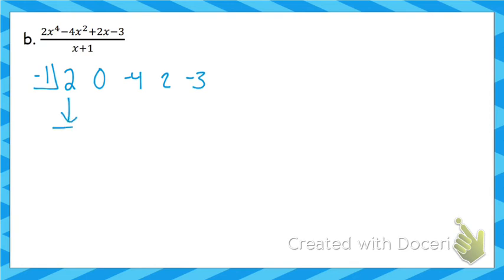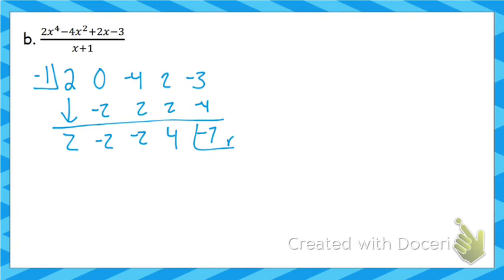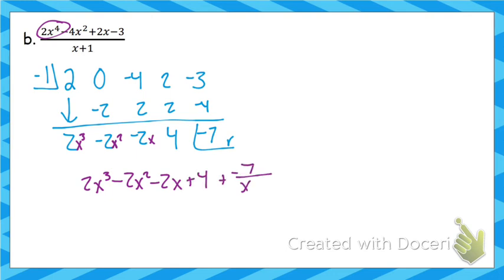All right, bring down the first number, multiply by what's in the box, add down the column. Multiply by what's in the box, add down the column. Multiply, add, multiply, add. The last number is the remainder. So remember, the way we write this, we start one degree less than the original. The original was x to the 4th, so this will be x cubed, x squared, and x. So 2x cubed minus 2x squared minus 2x plus 4. Write the remainder as a fraction over the divisor.